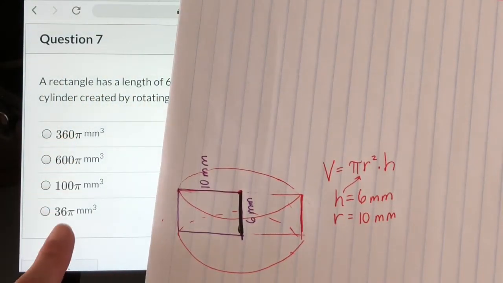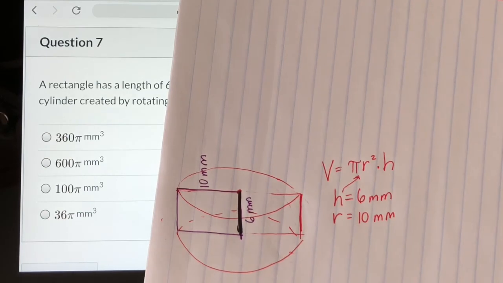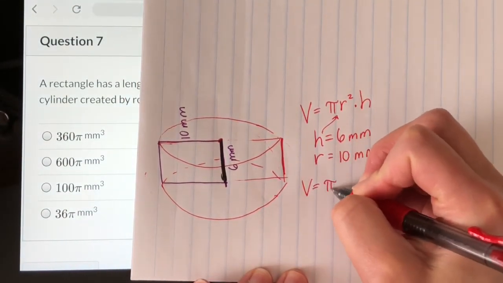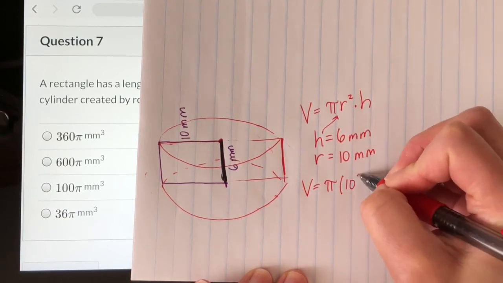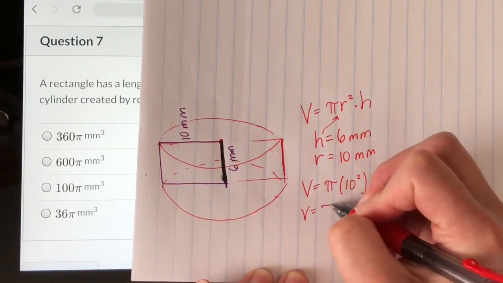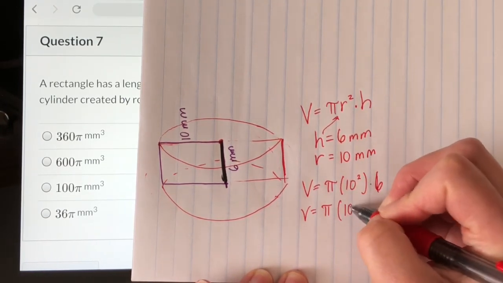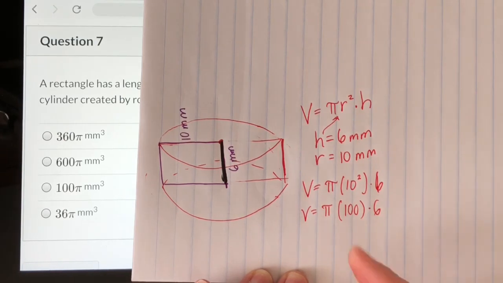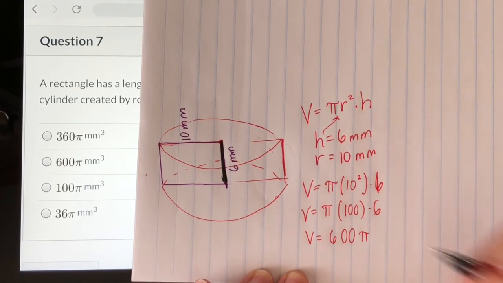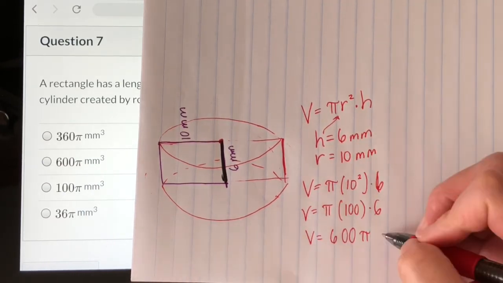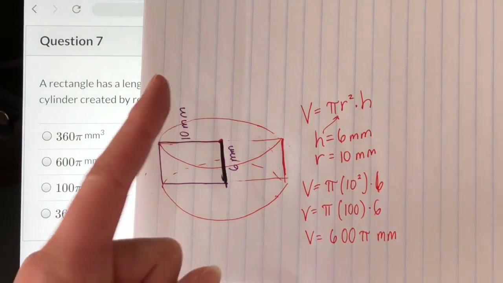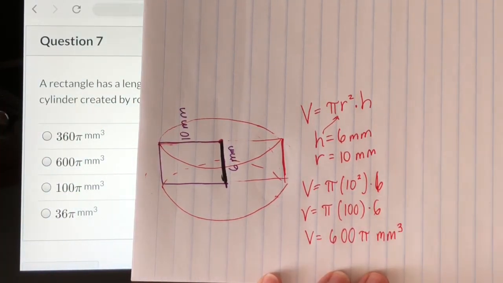I notice in the answers that the pi is not multiplied in. So once again, I'm going to leave the pi out. So volume equals pi times r, which is 10 squared, times my height, which is 6. Well, what's 10 squared? Isn't that 100 times 6? Well, what's 100 times 6? Isn't that 600 pi? And because I was dealing with millimeters, I have to put millimeters there. Because I'm dealing with volume, it's going to be millimeters cubed.